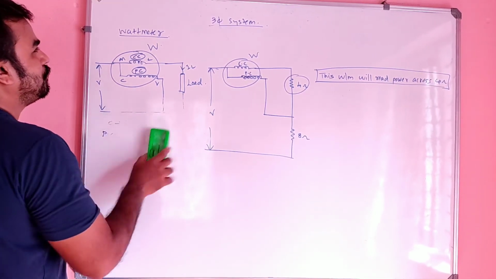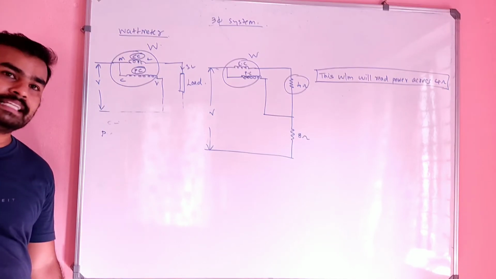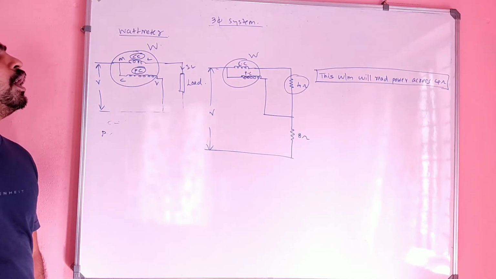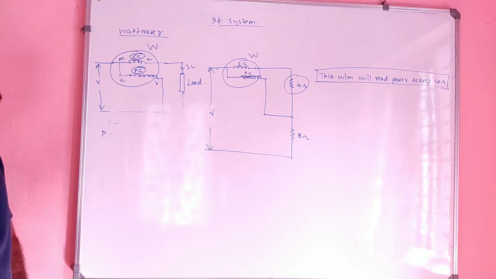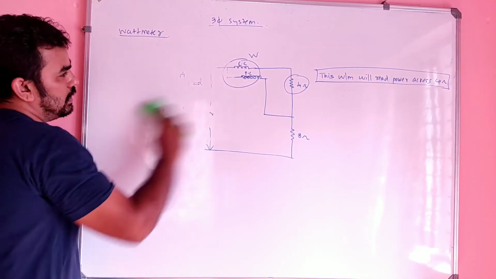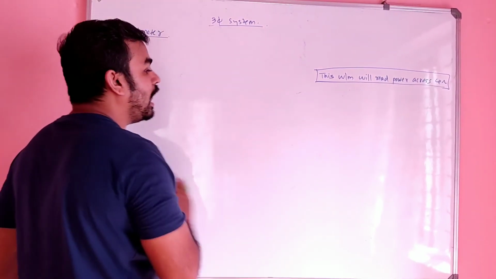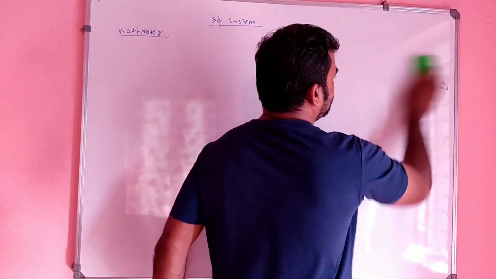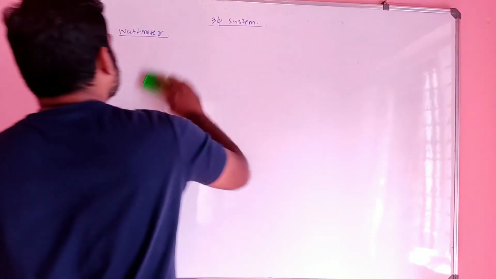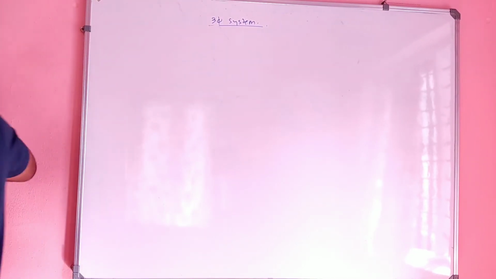So that is the concept of the wattmeter. A wattmeter is a device simply used to measure the average power. It has two coils, a current coil and a pressure coil. The current coil is always connected in series with the load. The pressure coil is always connected in parallel with the load, because power is nothing but voltage times current. That's it.